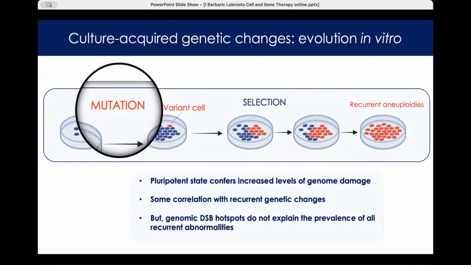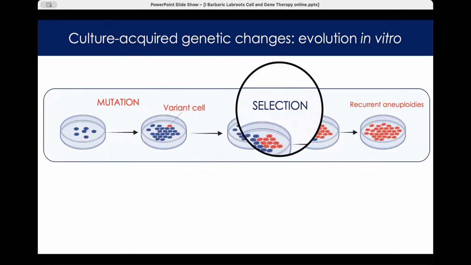There is correlation with recurrent genetic changes and double-strand break hotspots in the genome. However, genomic double-strand break hotspots do not entirely explain the prevalence of all recurrent abnormalities that are eventually seen in karyotyping data sets. And the reason for this is, of course, that the other side of this coin is selection. So only those cells, only those variants that possess selective growth advantage will go on and prevail in culture.